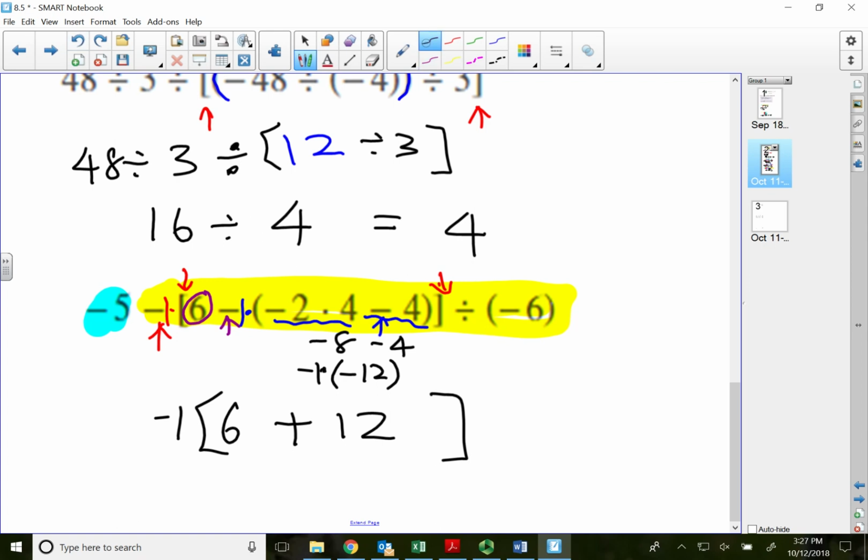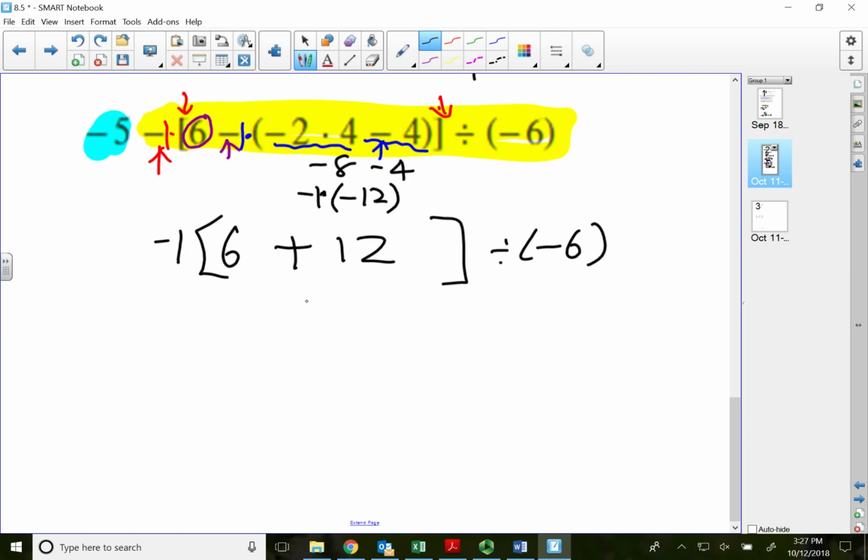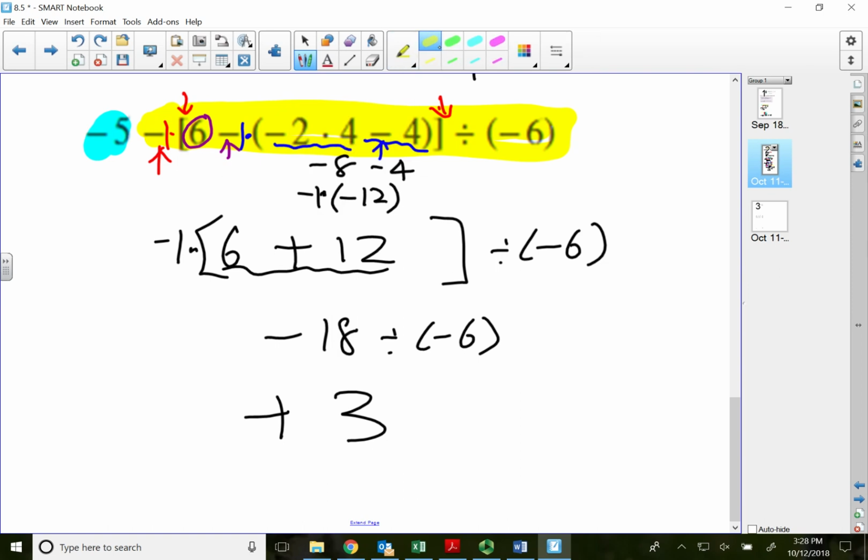All right, so don't forget that this whole second term of the original problem still gets divided by -6 on the back end. So let's figure out what's inside the bracket. 6 plus 12 is 18. So this 18 times the -1 in front of it will be -18. All right, so -18 divided by -6 will give me a positive 3. So my second term, this big old yellow second term, turns out to be positive 3. I'll just highlight this. This was my second term, positive 3.